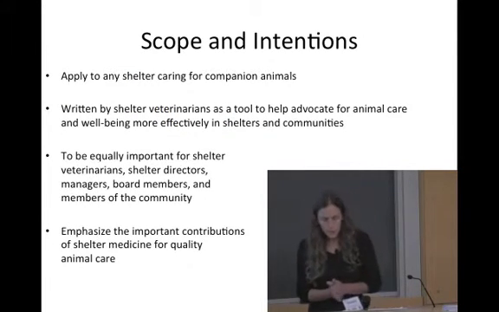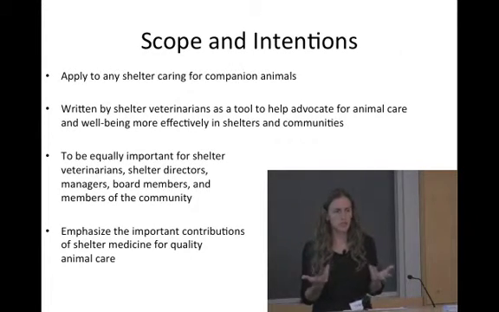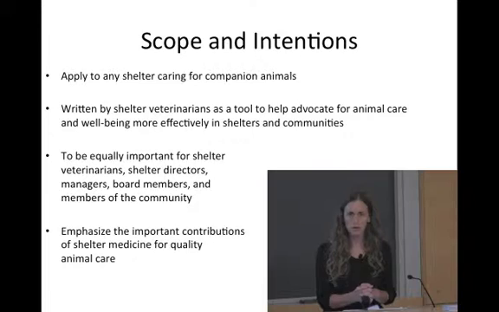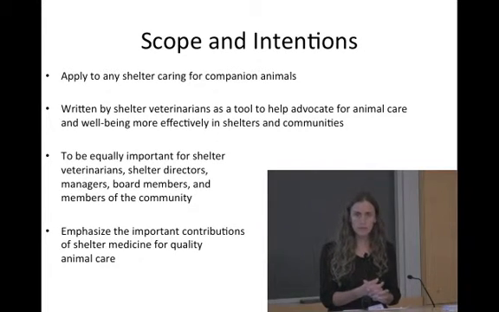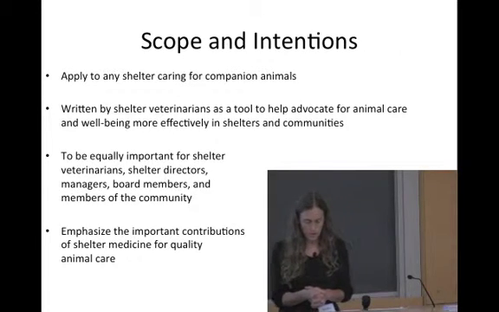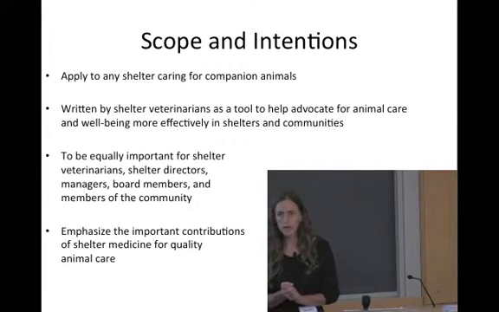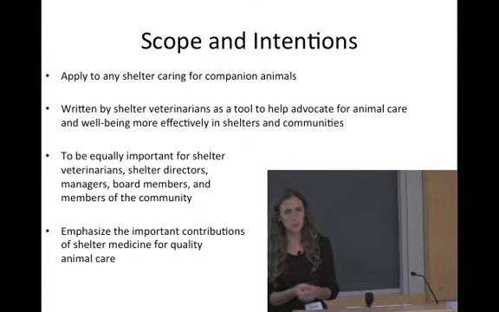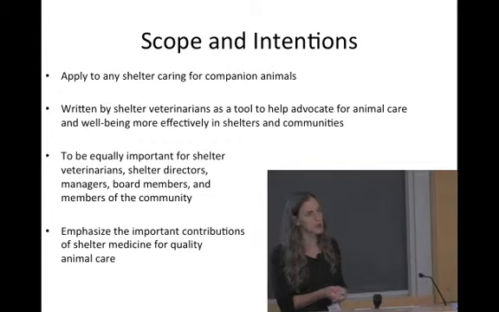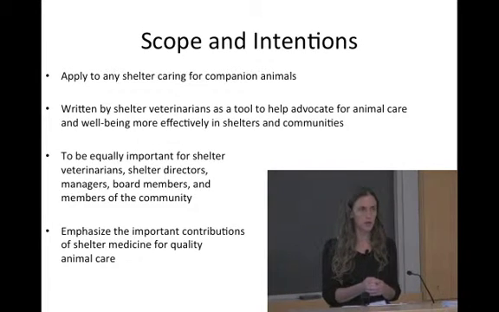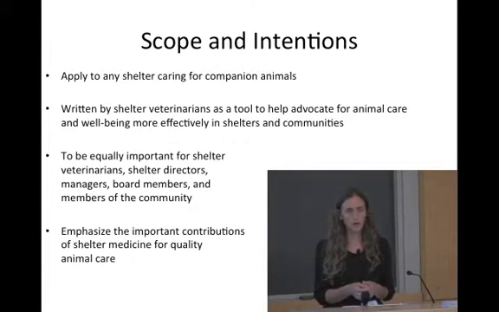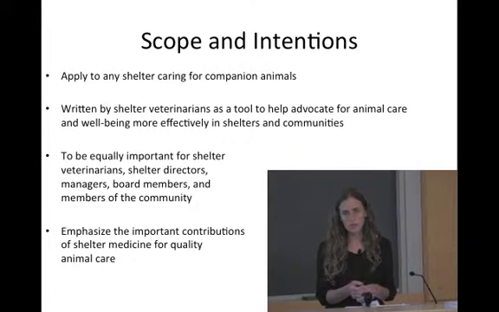So the idea of putting together a document that was guidelines for standards of care in an animal shelter was a pretty big task to undertake. And the first step that we took was we actually hired a group of people to start collecting research material, because we wanted the recommendations we were making to be based on as much science as we possibly could.